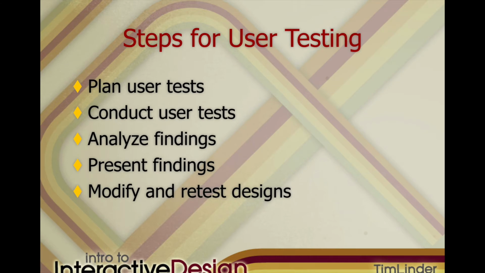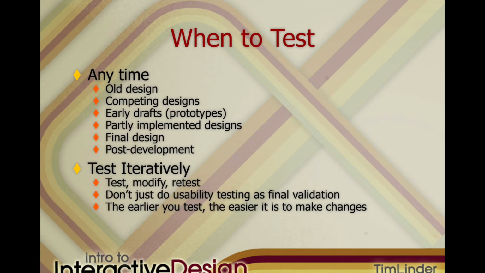So if we're going to set up a user test, the first thing that you want to do is plan them out. Like, what are you specifically going to test? You're going to conduct the user test and observe them. You'll get the findings back from the test to see what kind of information came out of it. You'll present the findings to relevant stakeholders. And then, if you need to, you'll make modifications to your design and then retest those modifications to see if they either solve the problem or improve the process.